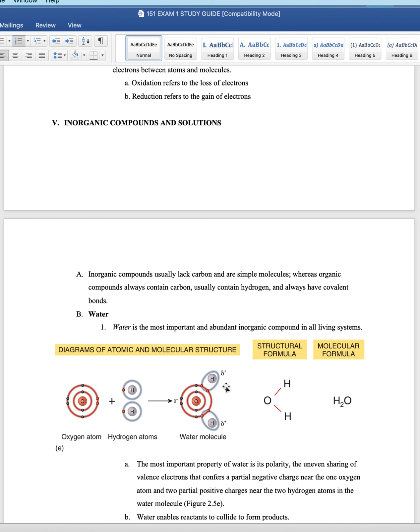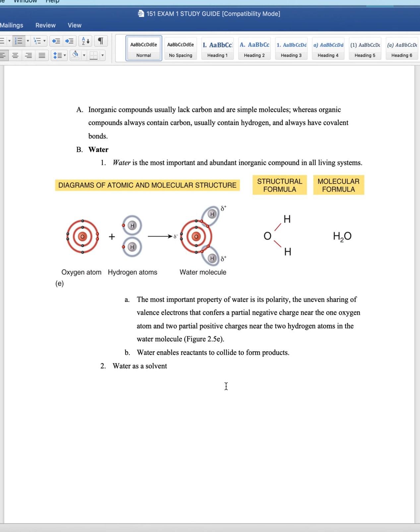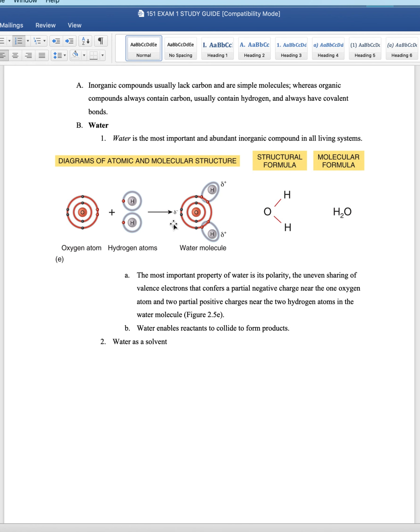Okay, so let's go back to the diagram of water for a second. Water is really important because it's polar. What does that mean? That means it has an unequal sharing of electrons. The lawnmower spends more time on oxygen than it does on hydrogen's yard. That means that hydrogen is going to have partial positive charges, and oxygen with that negative electron a little bit longer has partial negative charges. Okay, this is our structural formula. It's also known as H2O.